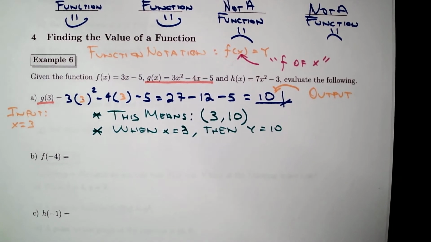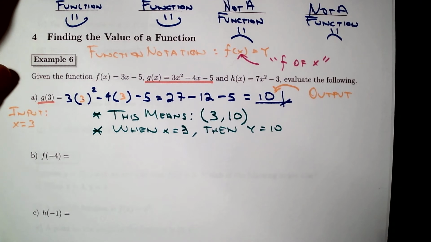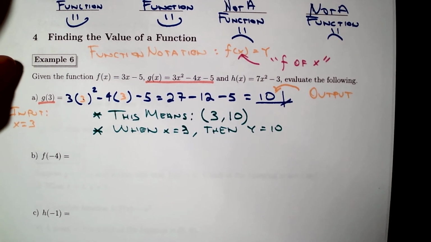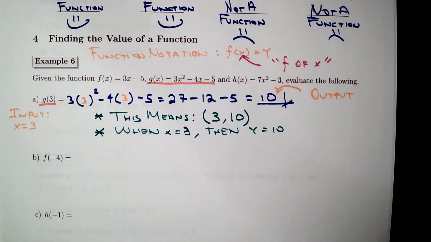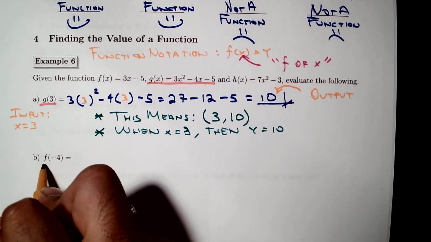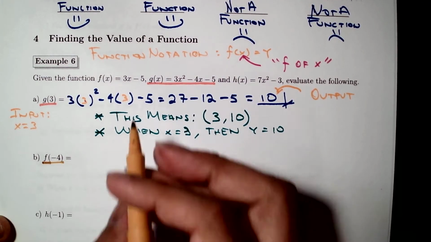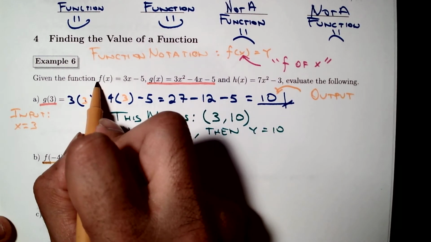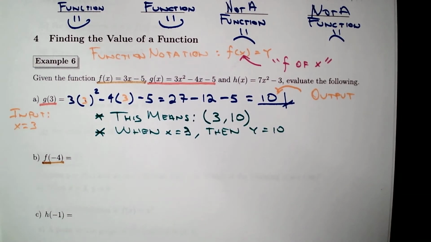So for letter B, be very careful because this is being mapped this time. Let me see if I have another color so I don't make a mess with colors here. I don't want to use red, I'm going to use this yellow right here. So this f is calling that function 3x minus 5.